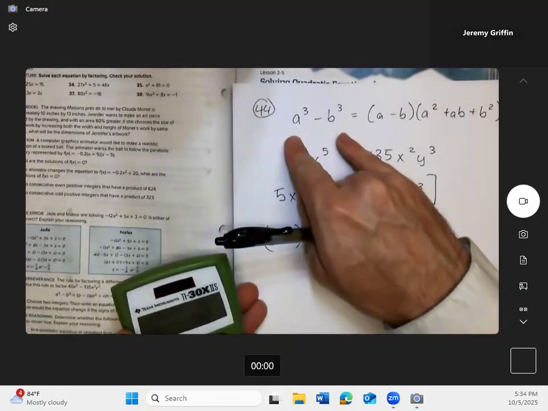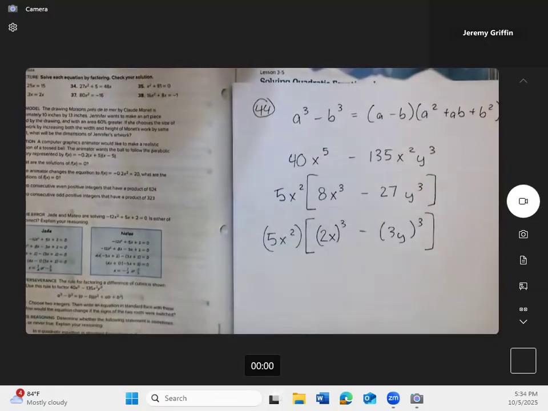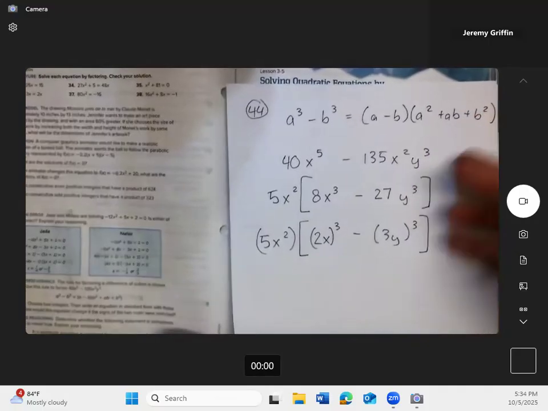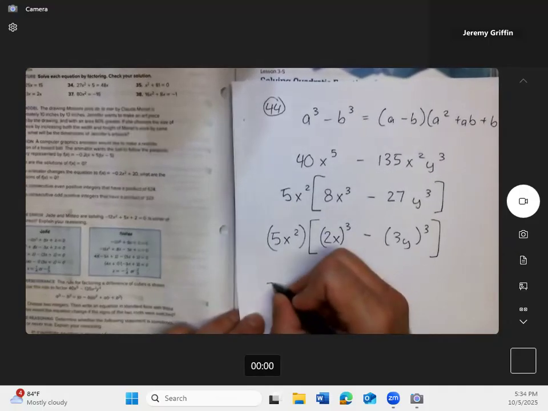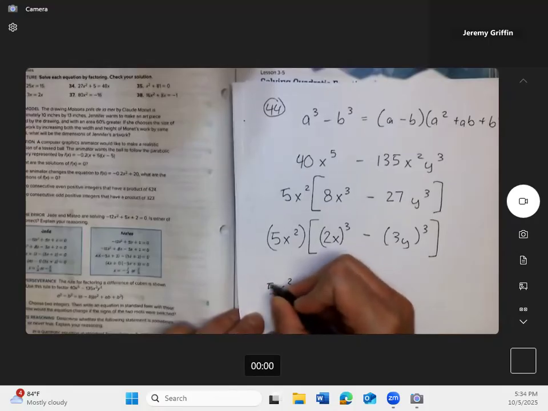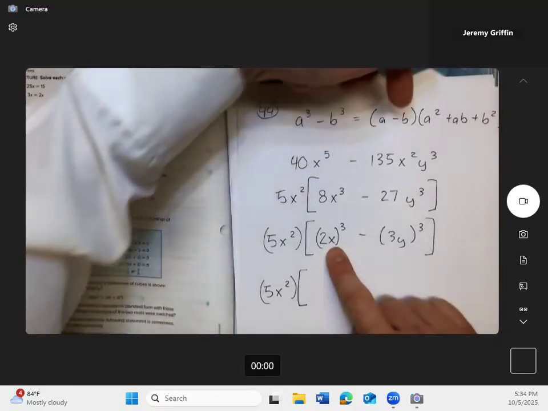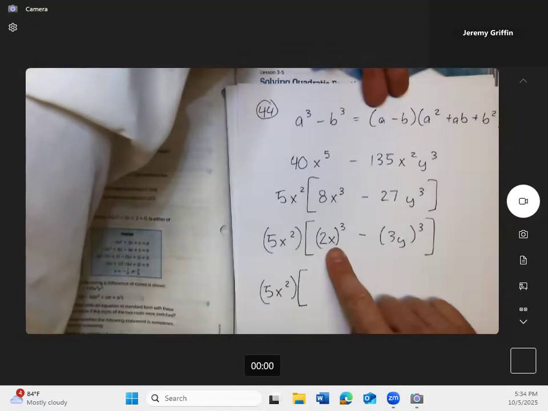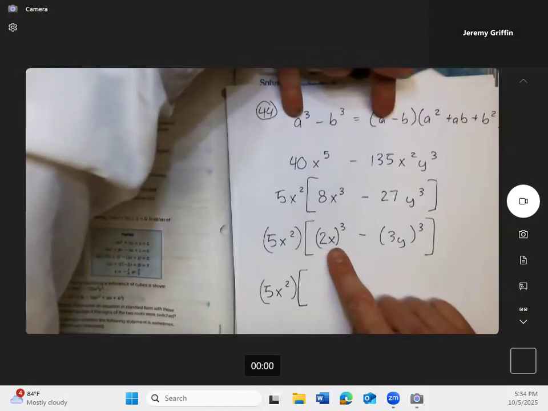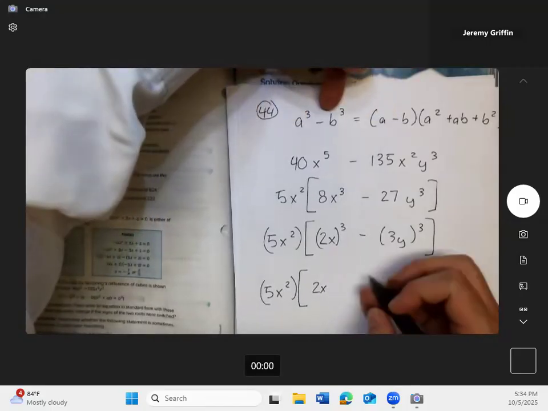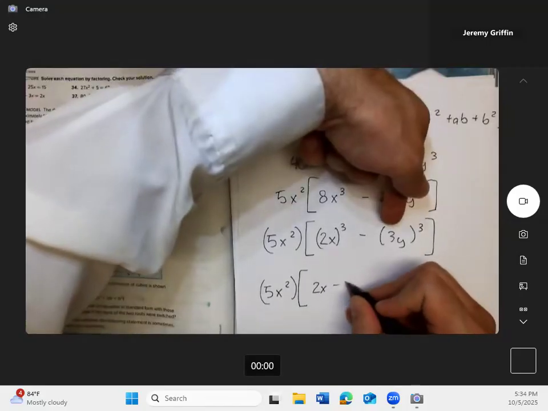Now it actually does match the original setup. Look at theirs. Look at theirs. Okay. So all I have to do now is just fit this format. Yeah, that's it. So I still have my 5x squared regardless. Still got that. All right, and then in my brackets here, according to this format, I should take this cube and just make it a. So that's like a 2x. And then minus b, which is like my 3y.